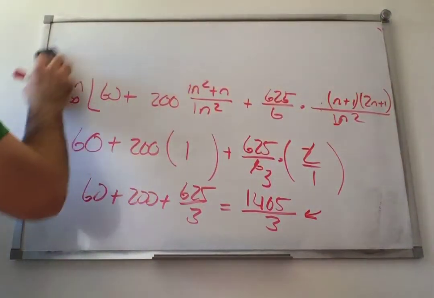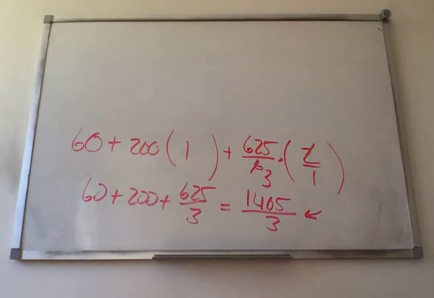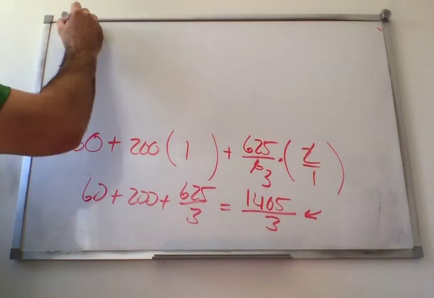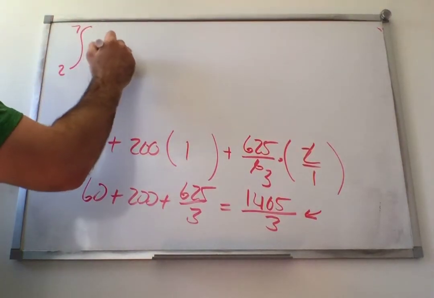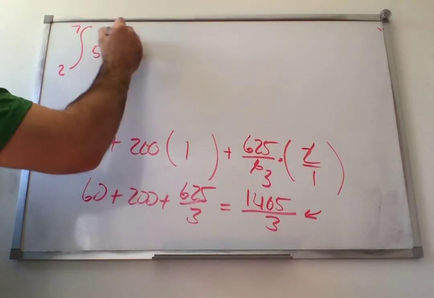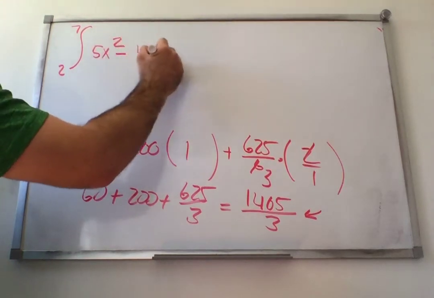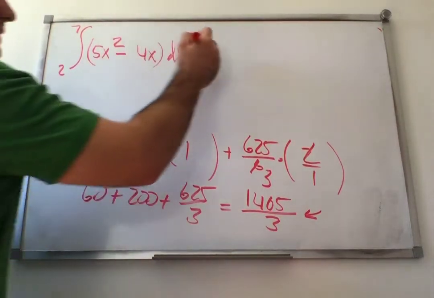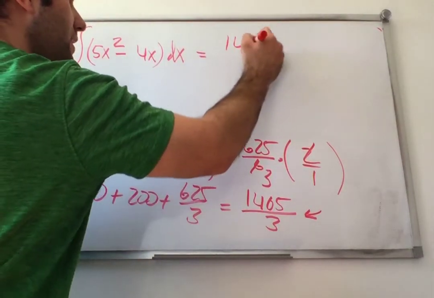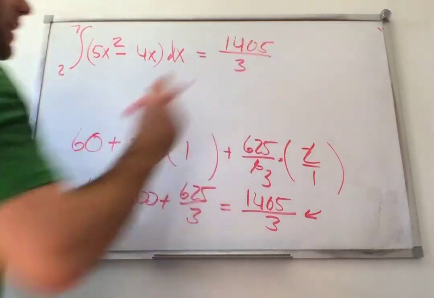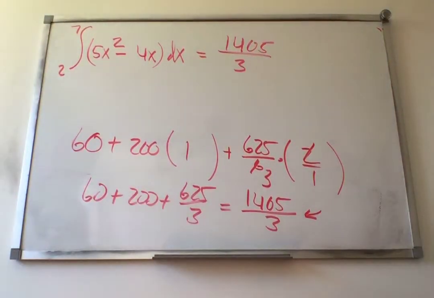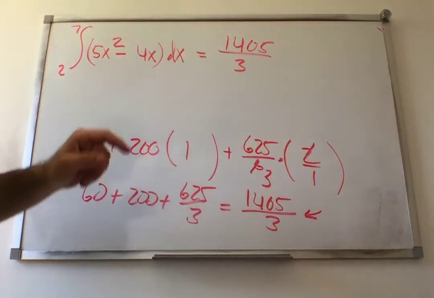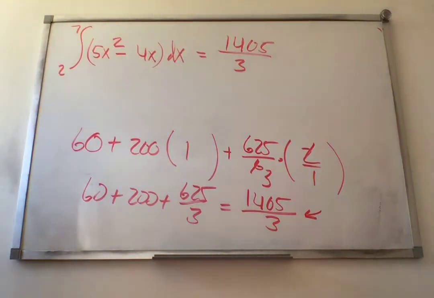So here, let's go ahead and write our answer. The integral from 2 to 7 of 5x squared minus 4x dx is equal to 1405 over 3. So the entire area underneath this curve is 1405 over 3. This is an exact number, okay?